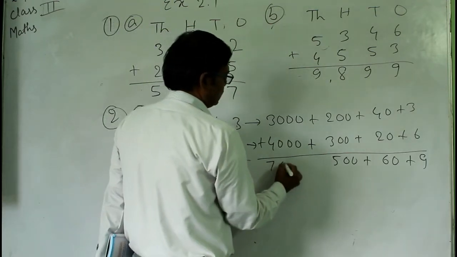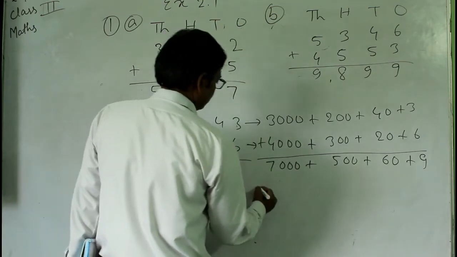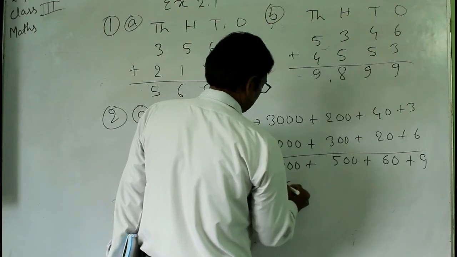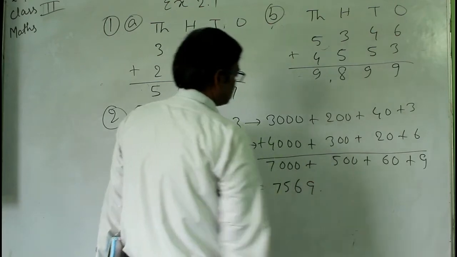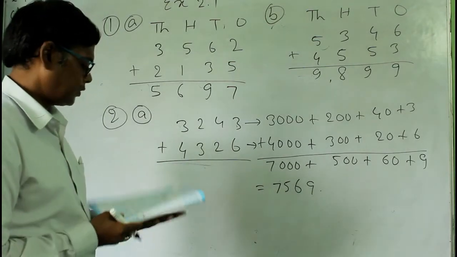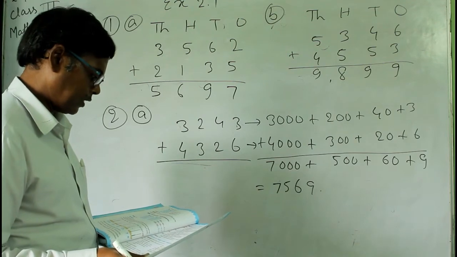So 7 here, 1,000 plus this. Then what is the answer? Then you will write now 7569. So the answer is 7569. This is the sum of these two numbers by using the expansion. By expanding the numbers, we can find the answer.